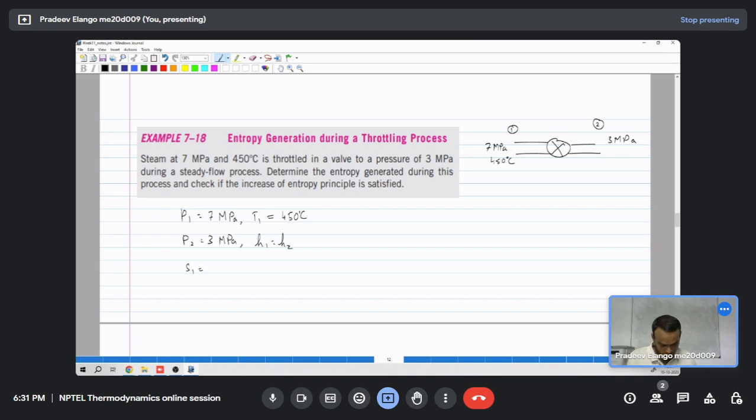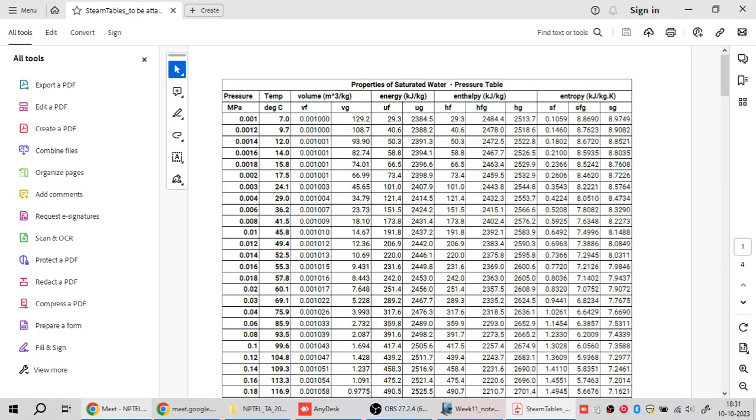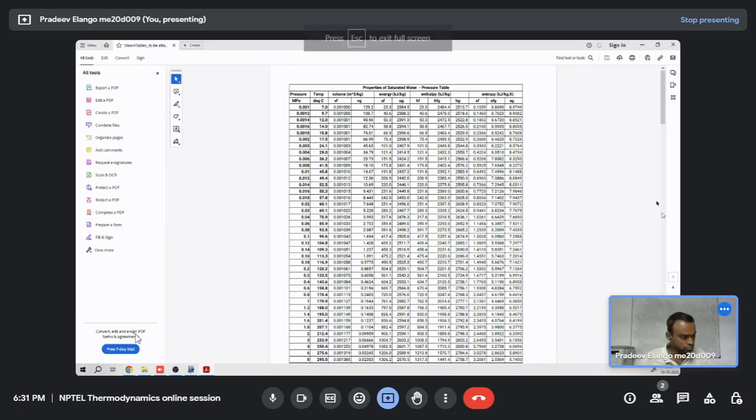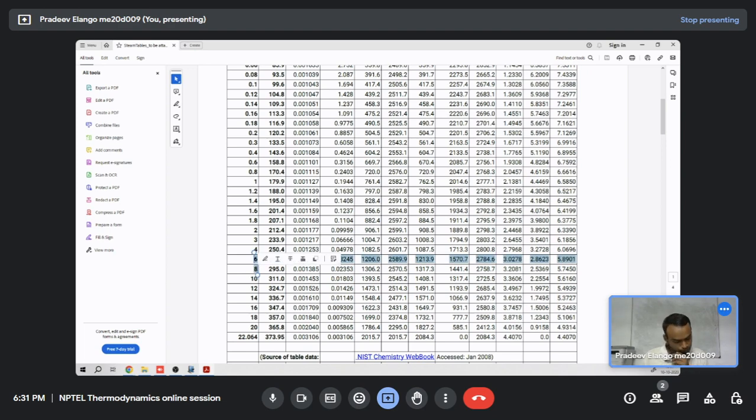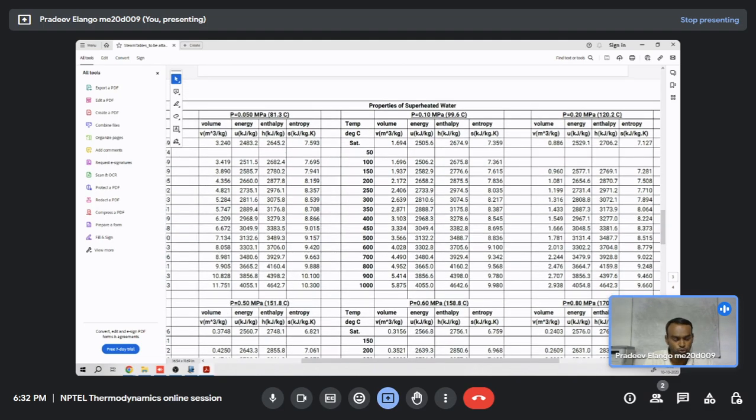S1 is at 7 megapascal and 450 degrees Celsius. So 7 megapascal is between these two, and 450 degrees Celsius is not here. That means the saturation temperature for 7 megapascal is only around 250 degrees Celsius, between 275 and 295, so it should be about 285 degrees Celsius for 7 megapascal. But at state 1, the steam is at 450 degrees Celsius, so that means it is a superheated steam.